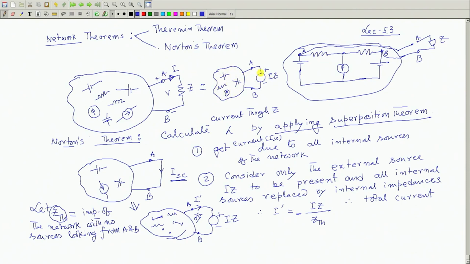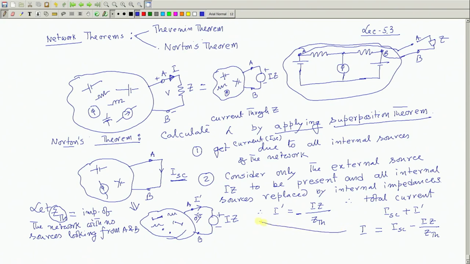What will be the current? The theorem says that it should be I S C plus I dashed, and that is equal to I S C and I S is this Z by Z Thevenin's, is it not? But this must be equal to I because that is the situation we started, everything is present, these are present, this is present, that must be I.